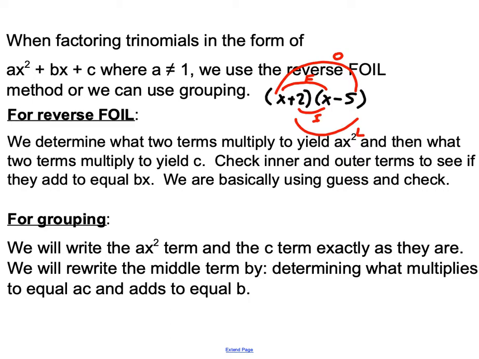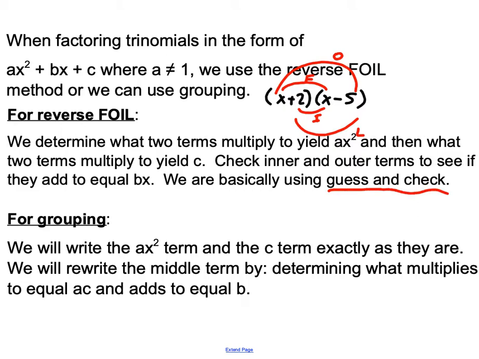So we can do reverse FOIL. What you do for that is we determine what two terms multiply to give you ax squared, and then what two terms multiply to yield c. Then check the inner and outer terms to see if they equal bx, and then we basically can guess and check, because sometimes that doesn't work. So a lot of people just refer to reverse FOIL as guess and check.